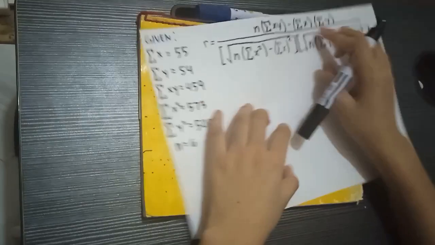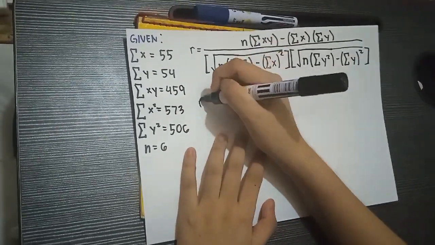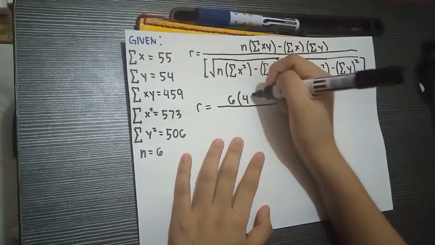Using Pearson's r correlation formula, substitute the given, then solve first the numerator and then the denominator.